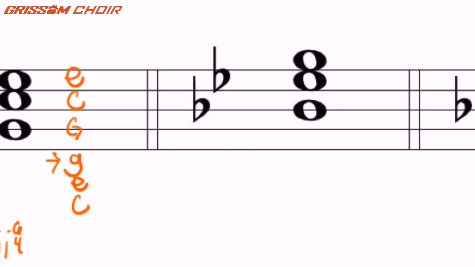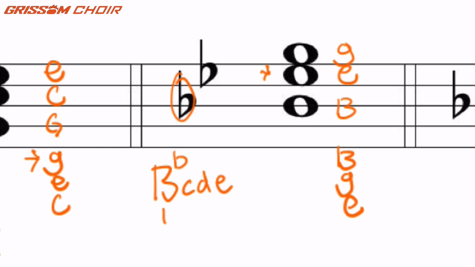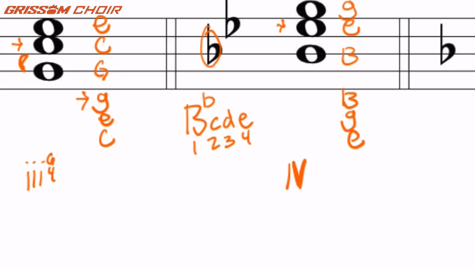Moving on to this next example, key signature would be B flat major. We are identifying these notes, B, E, G, putting them in order. E would be the root of the chord: E, G, B. We count from B to E, so that would be B, C, D, E, 1, 2, 3, 4. We are in the 4th scale degree in 2nd inversion because B is on the bottom, the 5th of that triad.